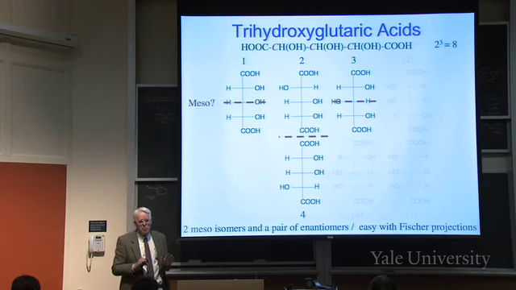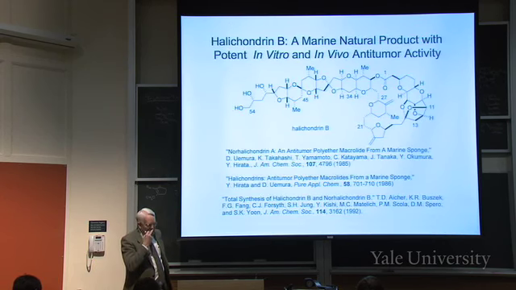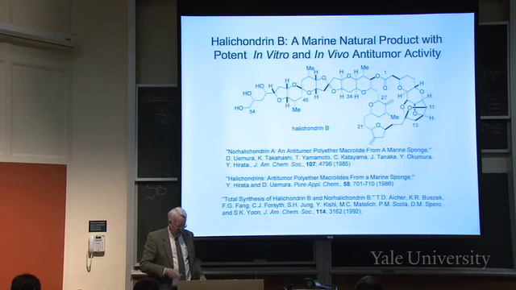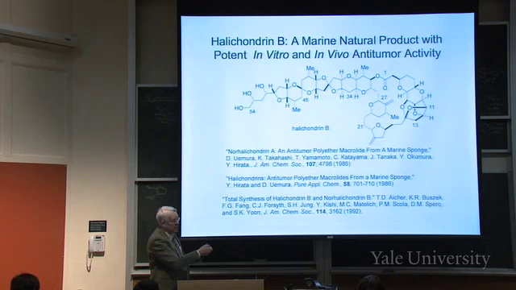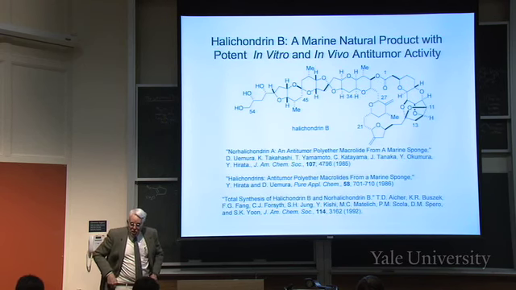And that became very important in the chemistry of sugars, where Fischer was deeply involved, as we'll see next semester. Now here's halichondrin B, which comes from a marine sponge, as it says here. Now, you don't get very much of this out of a sponge, right?